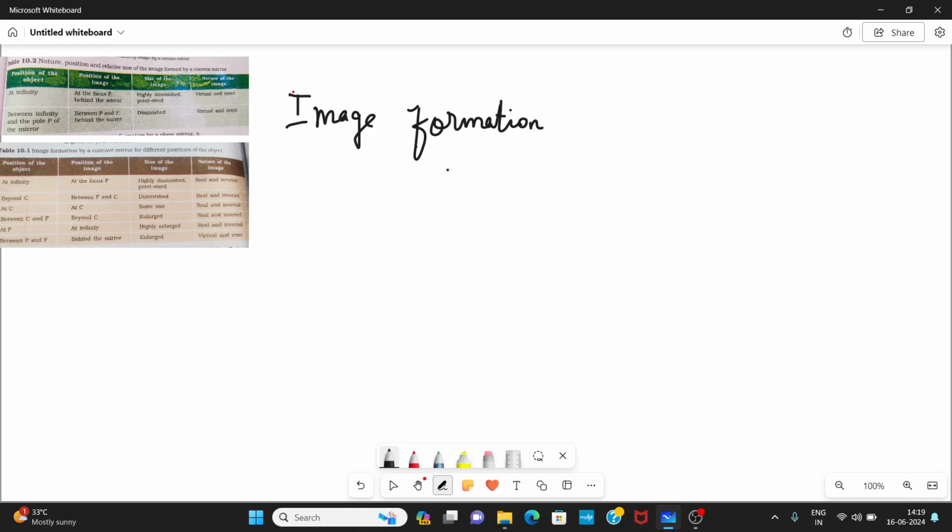So, in this session, we will see about the image formation by both concave and convex mirrors. Concave mirror is otherwise called the converging mirror. So, what is meant by converging?